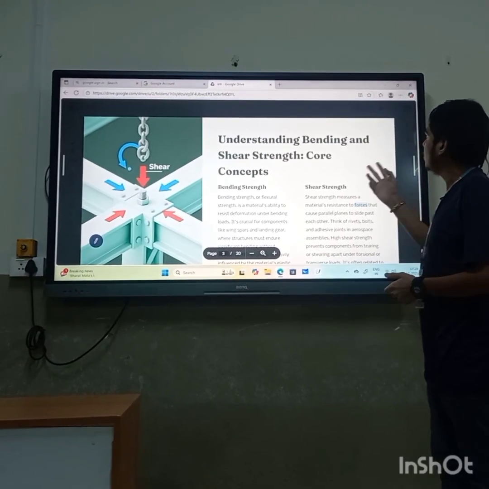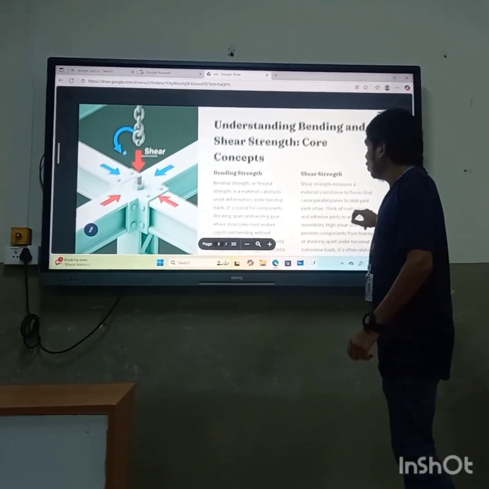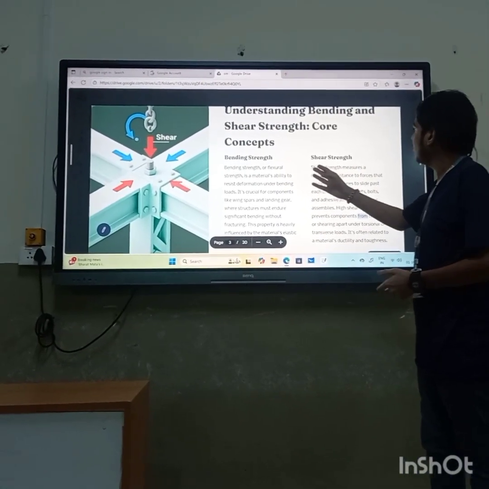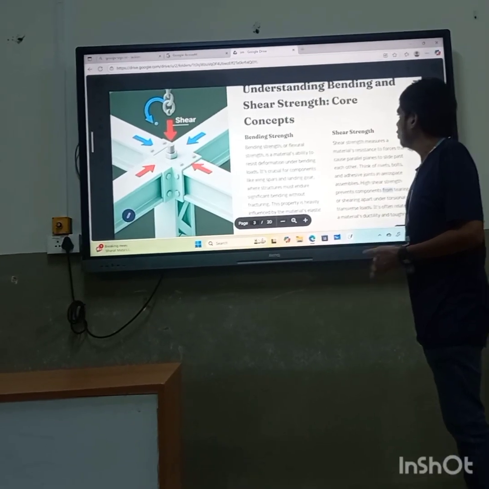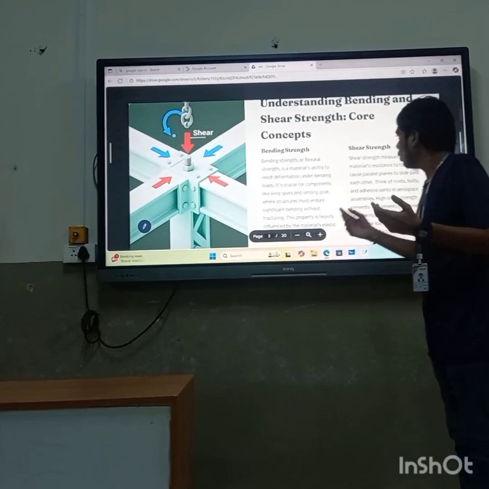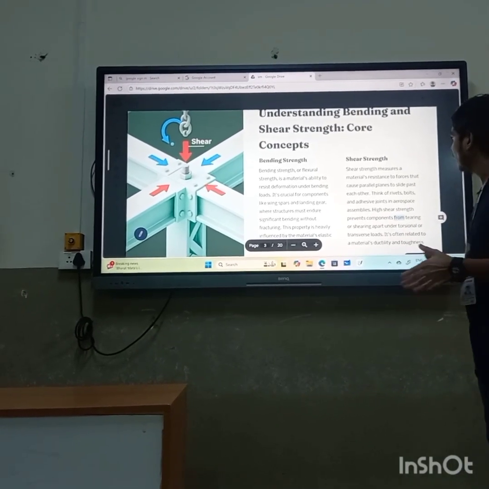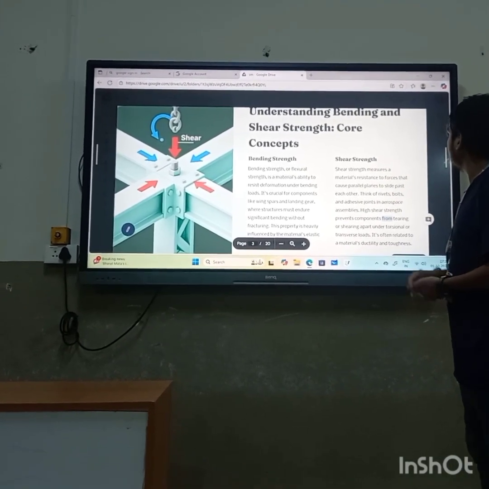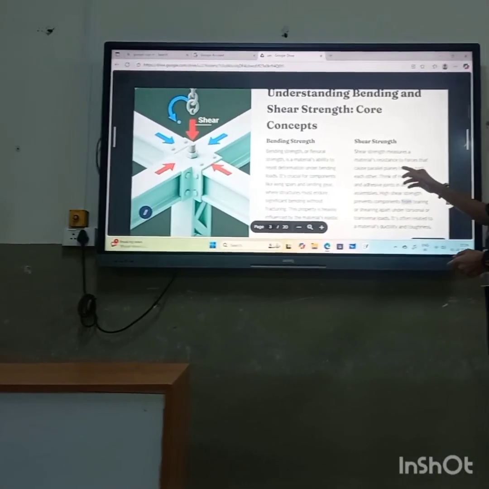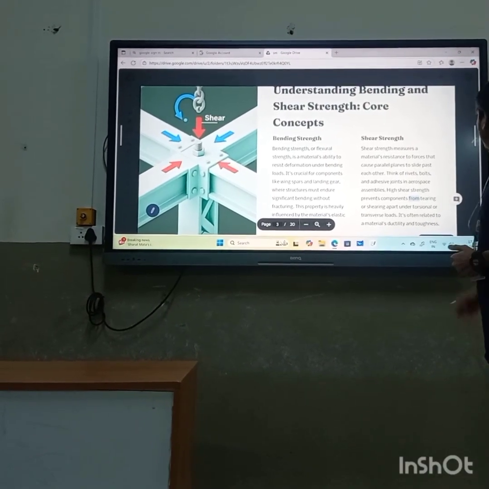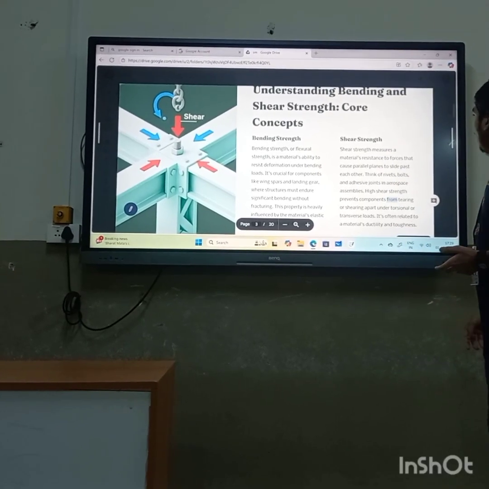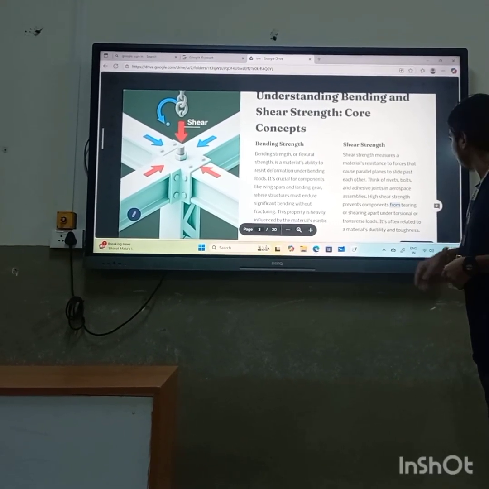Then, understanding bending and shear strength, the core concepts. There are two strengths: bending strength and shear strength. Bending strength, or flexural strength, is a material's ability to resist deformation under bending loads. It's crucial for components like wing spars, landing gear, etc. Then shear strength. Shear strength is a measure of a material's resistance to forces that cause parallel planes to slide past each other, relevant to rivets, bolts, etc., and adhesive joints for aerospace assemblies.